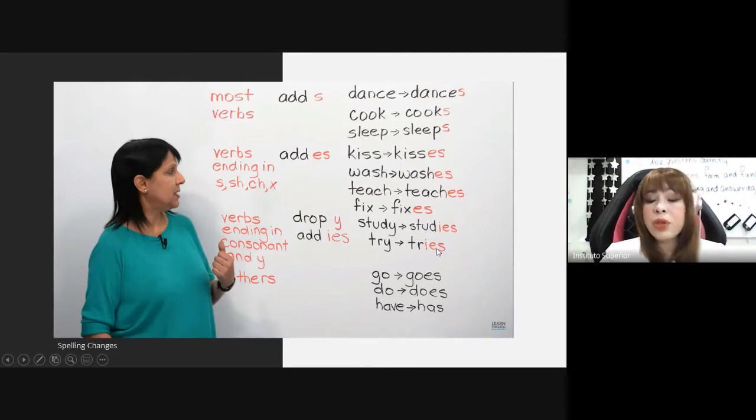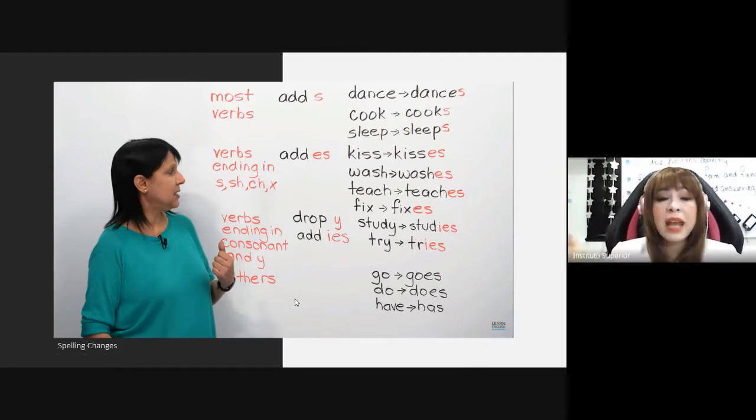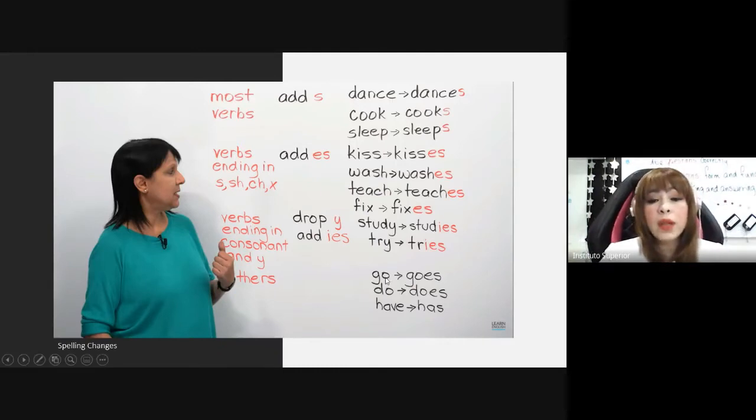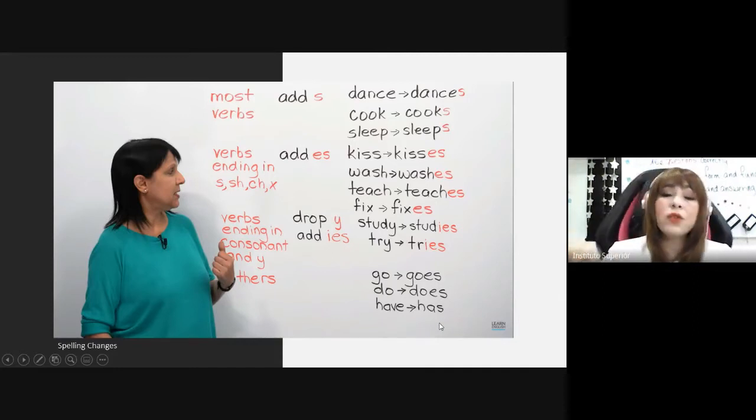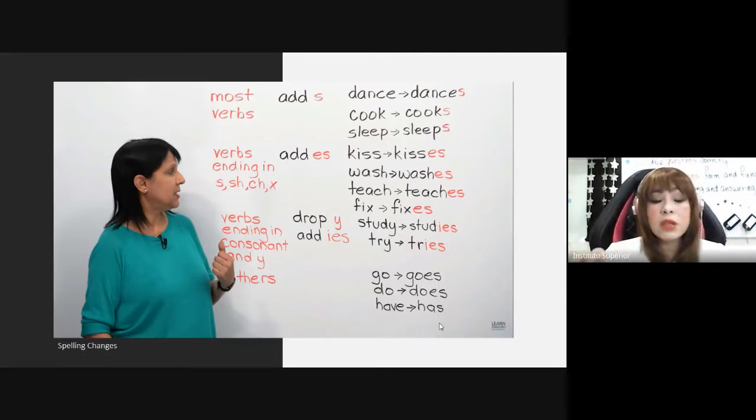He tries three times. Okay, so we have other cases, the irregular. There are always exceptions in any rule. So for example, go, that finishes in a vowel, changes into ES again. Go, goes. Do, does, and have, that is an irregular, changes into has. So we have to take into consideration these rules, these spelling changes, when you use present simple with the subjects he, she, and it. Okay?